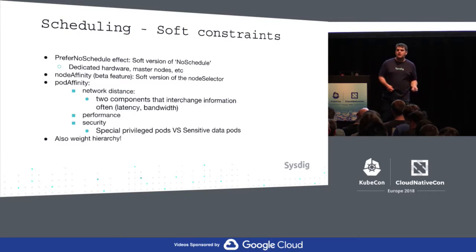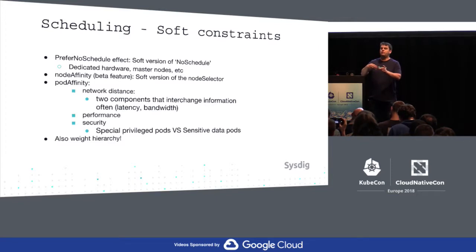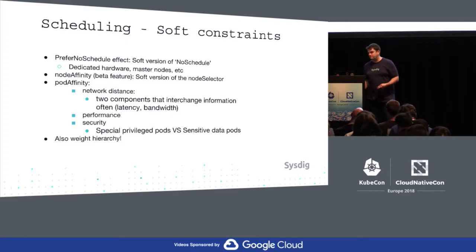So pod affinity, have you used pod affinity before? And pod anti-affinity and these kinds of things? So you can do explicit optimization. For example, if you have two components that talk a lot, interchange a lot of bandwidth, you want them together because it's more efficient. Or the other way around, you have a pod that has a lot of privilege and a pod that has a lot of sensitive data, so you prefer those two are not together, because a user gaining privilege into one of the containers will be able to access the other. And you also have, this is an alpha feature, weights for the pods.